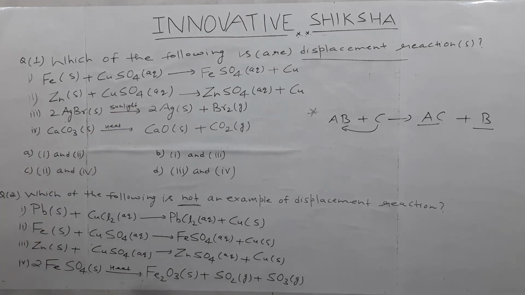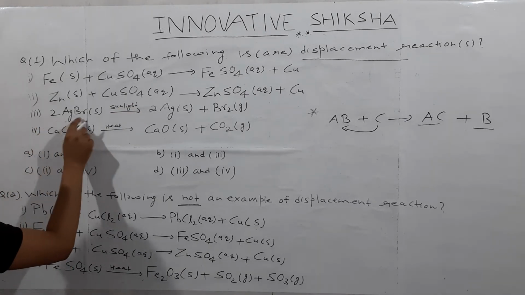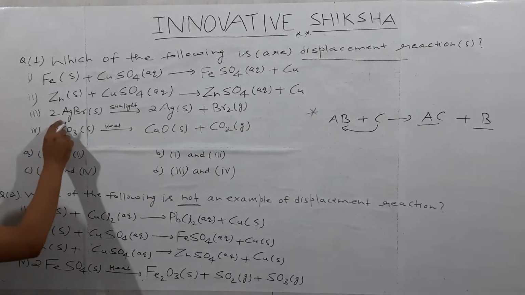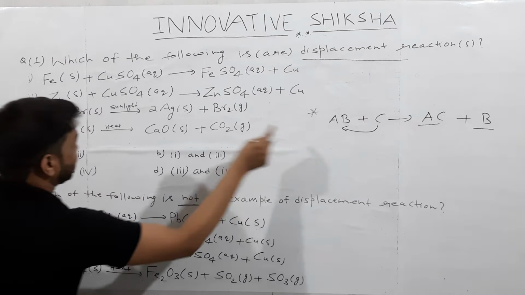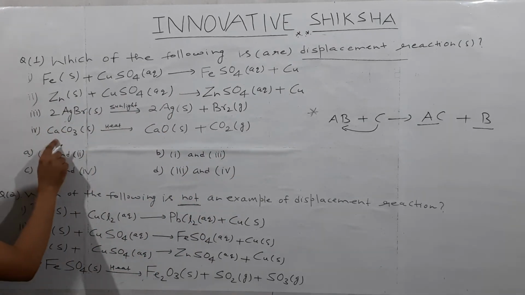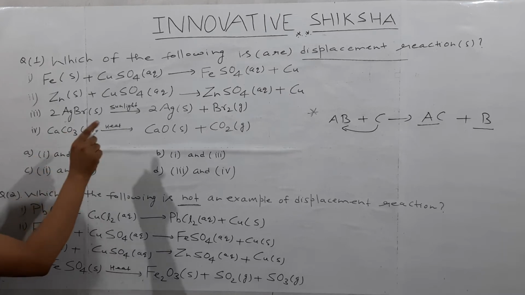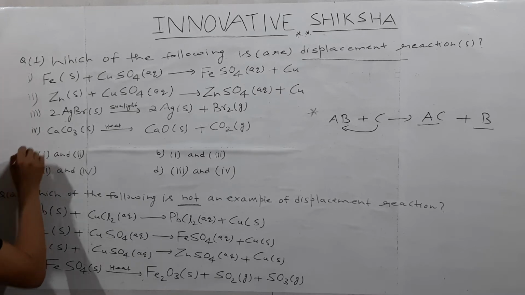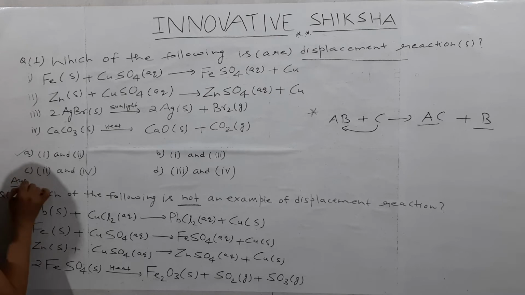So let us check the other options. In this equation 2AgBr gives 2Ag plus Br2, we are not getting this type of reaction. That is why this is not an example of displacement reaction. Similarly, this equation is not an example of displacement reaction, right? So what are the options which are correct? Option A, that is 1 and 2, will be the correct answer for question number 1. So option A is the correct option, right?